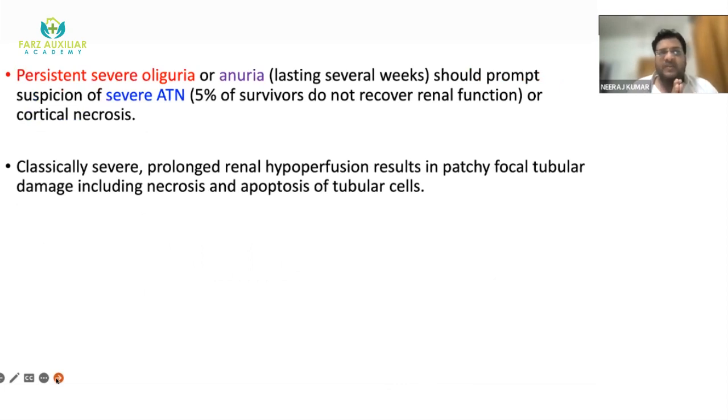Similarly, persistent severe oliguria or anuria lasting for several weeks always raises suspicion of severe acute tubular necrosis, because 5% of the survivors do not recover renal function, or because of cortical necrosis. Classically, prolonged hypoperfusion results in very patchy focal tubular damage, which includes cortical necrosis or apoptosis of the tubular cells, resulting in persistent severe oliguria. So you may be asked, if persistent severe oliguria is there, what is the pathophysiology? These patients have patchy focal tubular damage because of necrosis and apoptosis.